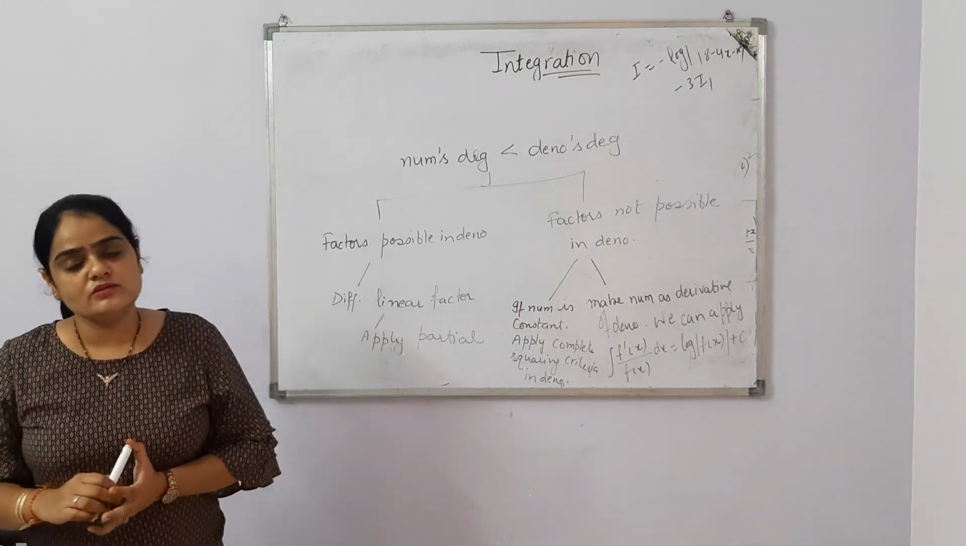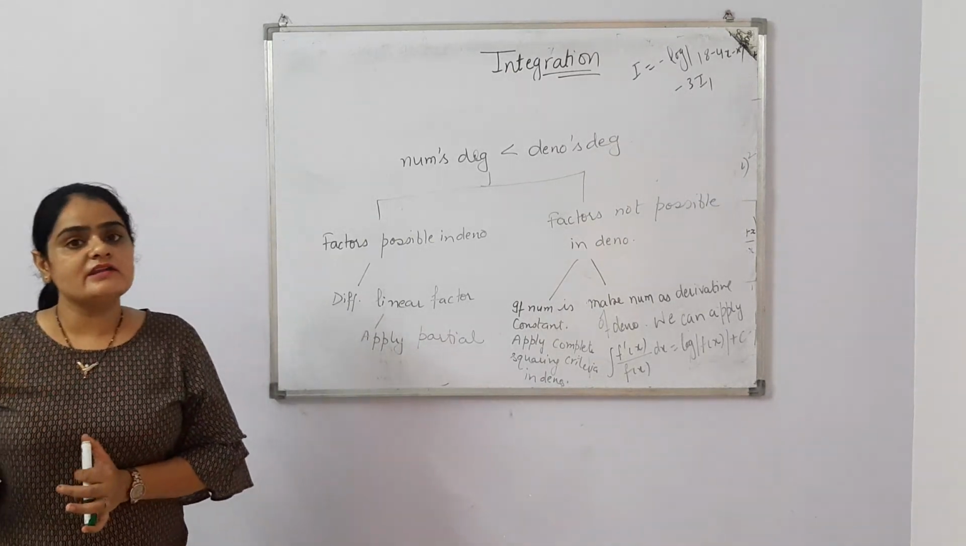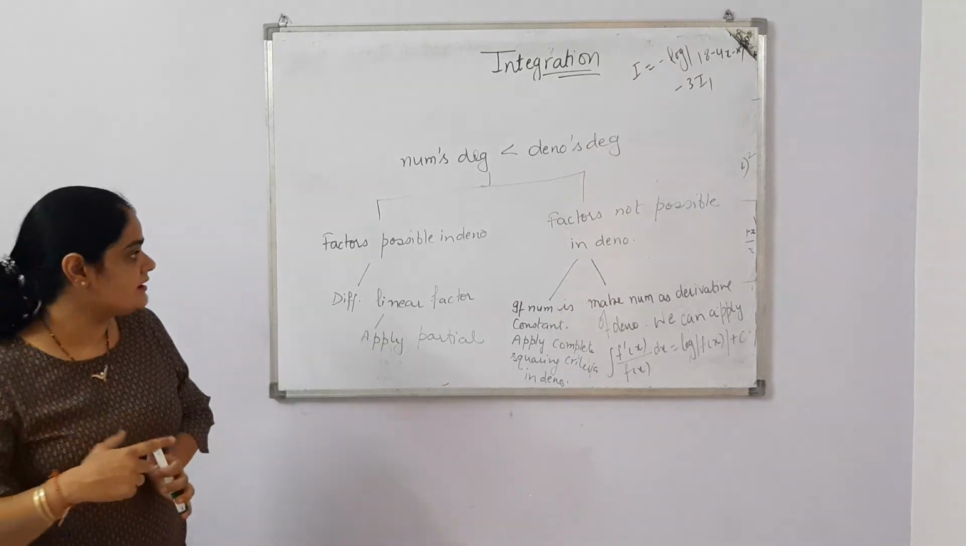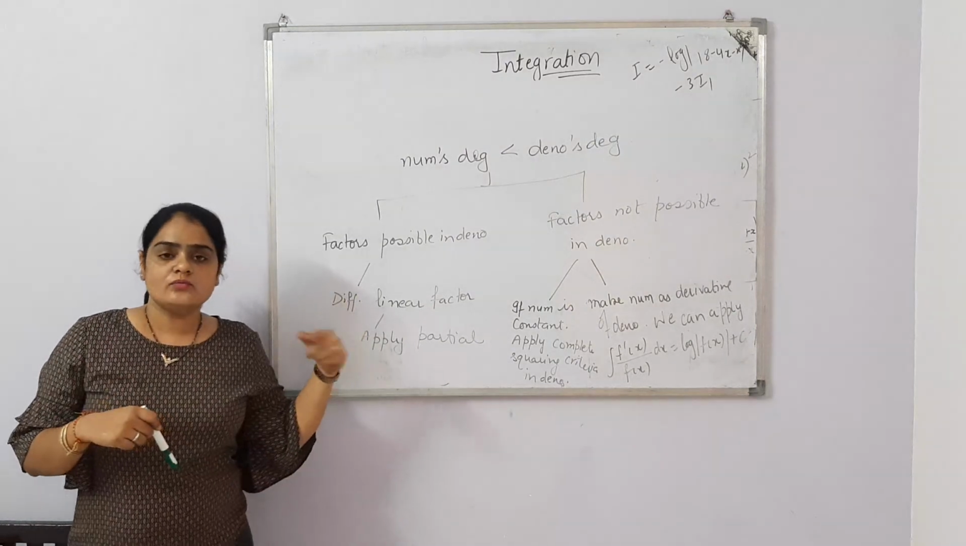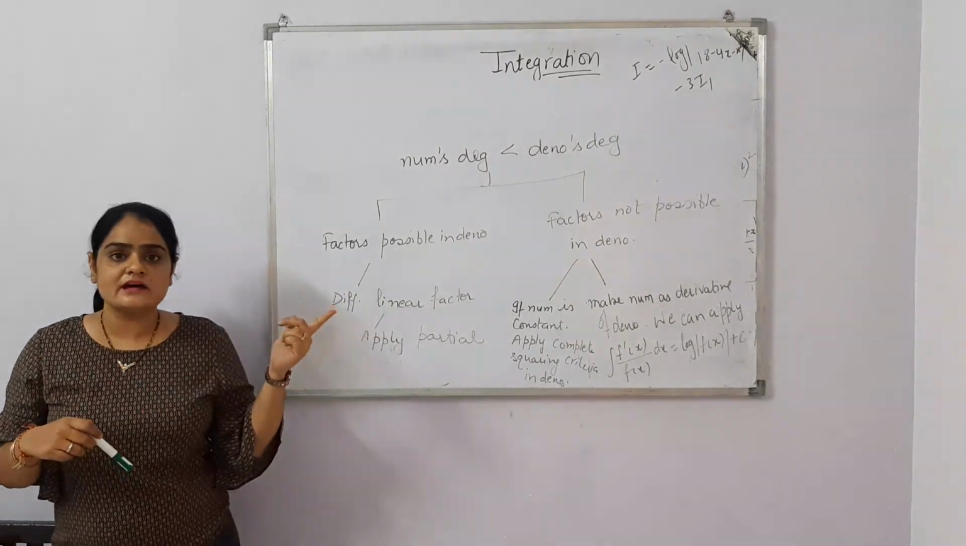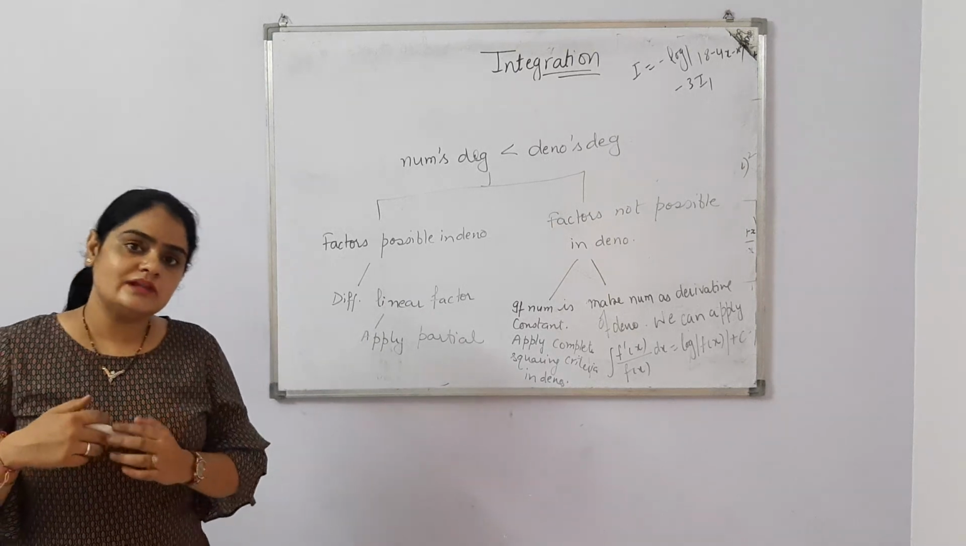So tomorrow we'll do partial fractions whenever the factors are repeating. Today we did it when the linear factors are different. Tomorrow we'll do it when the linear factors are there but the factors are repeating. In that case, what we can do, we'll do by tomorrow.